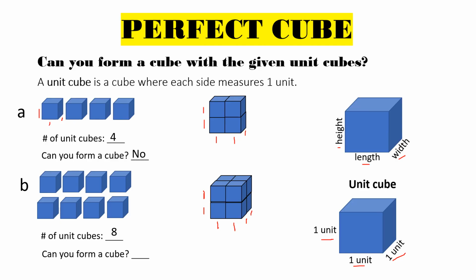All right, once again, class, just simply check the measures of height, length, and width. So we have 2 units for the length, 2 units for the height, and 2 units for the width. So all sides, class, are equal in this given illustration, letter B. If we have 8 unit cubes, therefore we can form a cube. So our answer is a big yes.